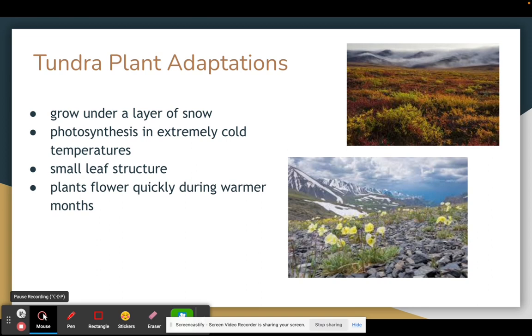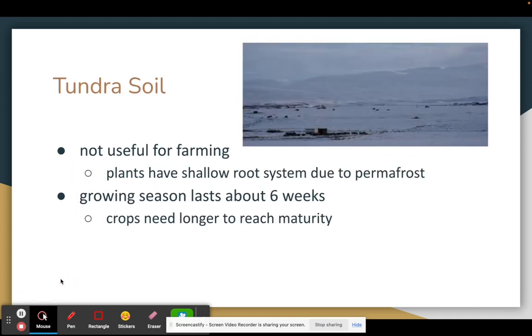The plants also have very, very tiny, small leaf structures, so that there's less surface area that can be exposed to be frostbitten. And the plants are going to flower quickly during the warmer months, just to make sure that they have time to go through their full life cycle before things get too cold again and they get frozen.